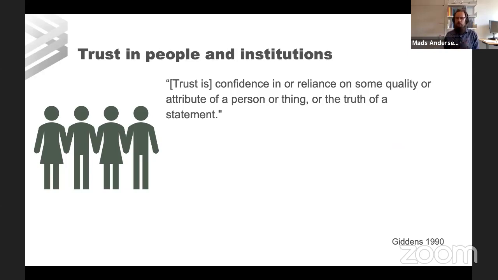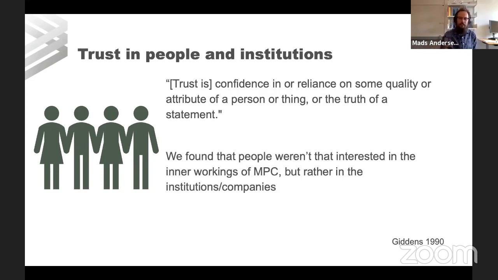Because Giddens wrote that trust is confidence in or reliance on some quality or attribute of a person or thing, or the truth of a statement. So again, you put a lot of trust into personal things here. So we found that again, as I said before, the participants weren't really that interested in how MPC worked and what it could guarantee. They just wanted somebody to say, this is anonymous and we guarantee it.